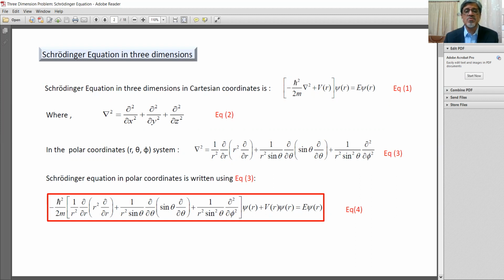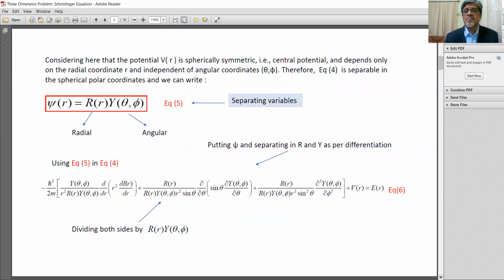So by substituting del square in the polar coordinate system in equation number 1, the same equation can be written as minus ħ² divided by 2m, then the big term related to the operator del square, ψ(r) plus V(r) ψ(r) equal to E ψ(r). Now that is our equation number 4. Now we come to the next slide.